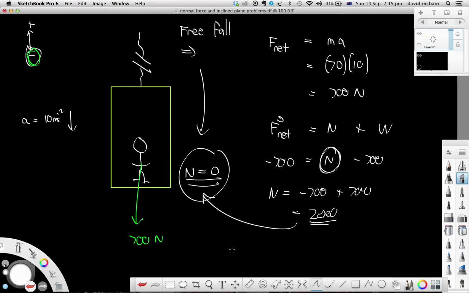And finally, the number of G's will be the normal force over mg, and the normal force, of course, is zero over the weight. Well, zero over anything is zero, so they are experiencing zero G's. A zero G environment. Zero G means weightlessness.